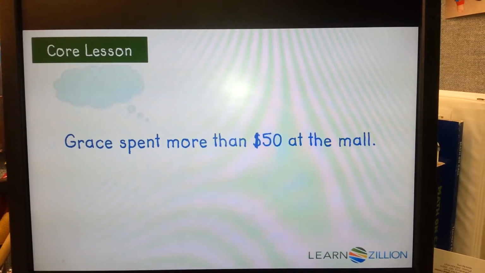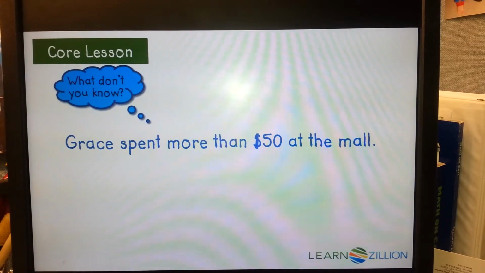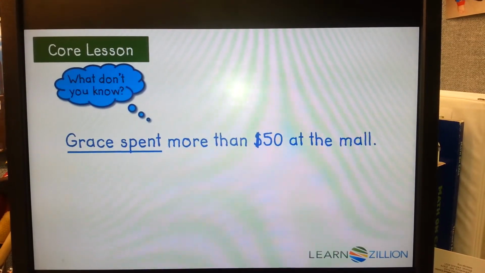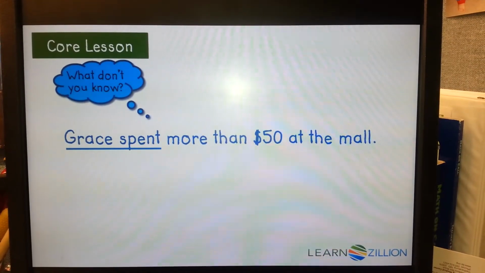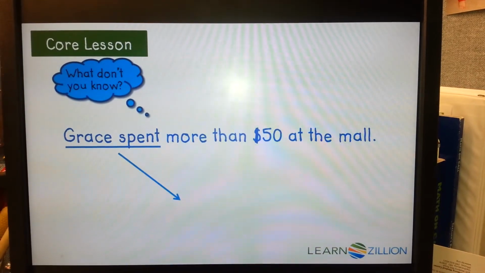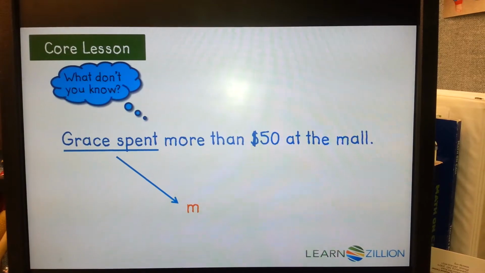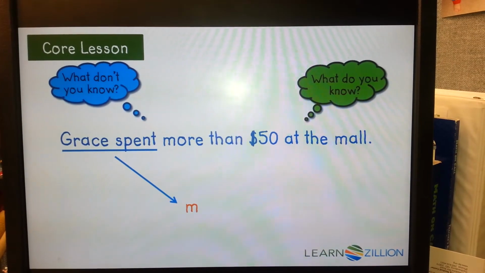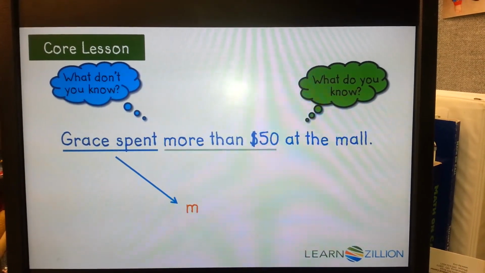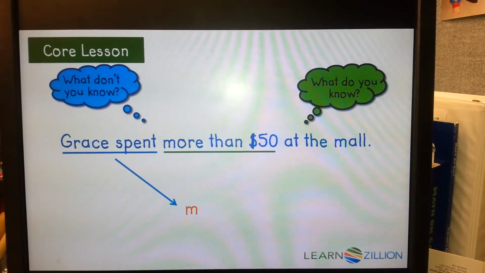Let's start by asking, what don't we know? We don't know how much money Grace actually spent at the mall. This is what we want to represent with our variable. I will pick m to stand for the amount of money that Grace spent. What do we know about the money that Grace spent? We know that she spent more than $50.